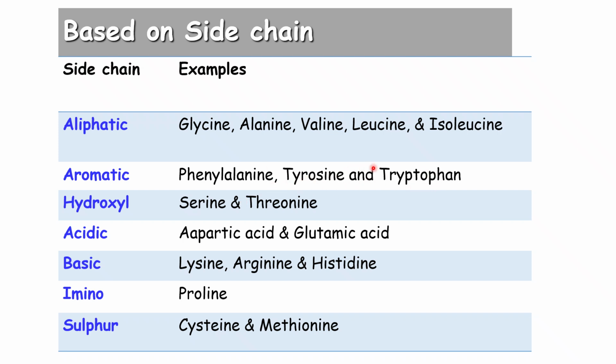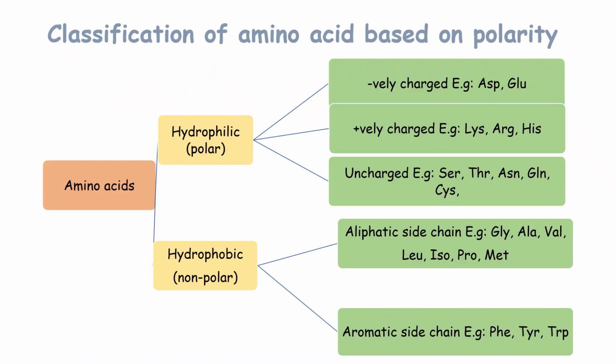Mostly from the exam point of view, they'll ask about inborn errors and disorders of aromatic amino acids. In that, phenylalanine is an important 5-mark question: phenylketonuria they'll be asking. Hydroxyl group, which is OH: serine and threonine. Acidic, as I already told. Imino group: proline, MCQs they'll be asking. Sulfur-containing amino acids are also an important detailed question: cysteine and methionine, they'll ask about inborn errors of sulfur amino acids.